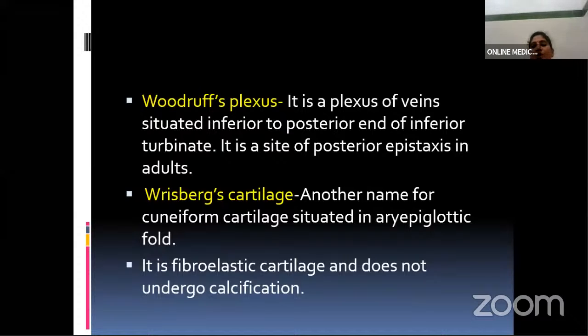Coming to the Woodruff's plexus. It is a plexus of veins situated inferior to the posterior end of the inferior turbinate, especially in aged adults. This is the main cause for bleeding in case of epistaxis in old age, due to the venous plexus. This plexus is called Woodruff's plexus. It is the main cause for posterior epistaxis. Anterior epistaxis means Little's area, no? Likewise, posterior epistaxis is Woodruff's area.